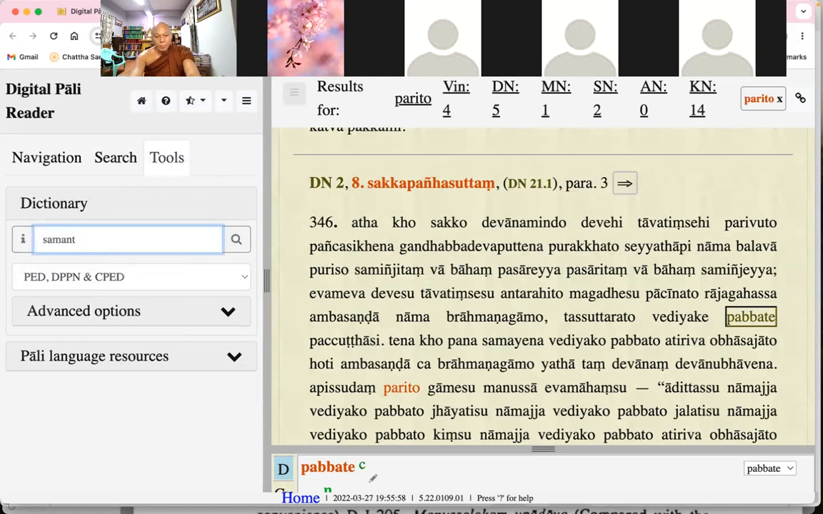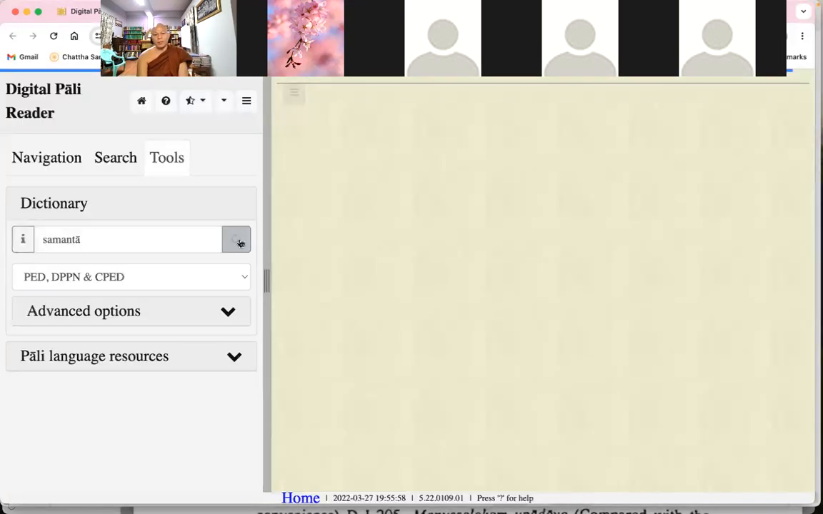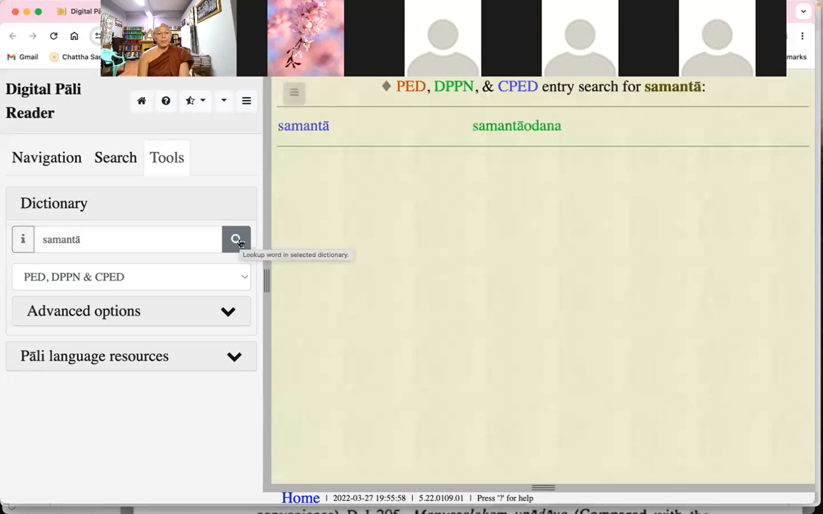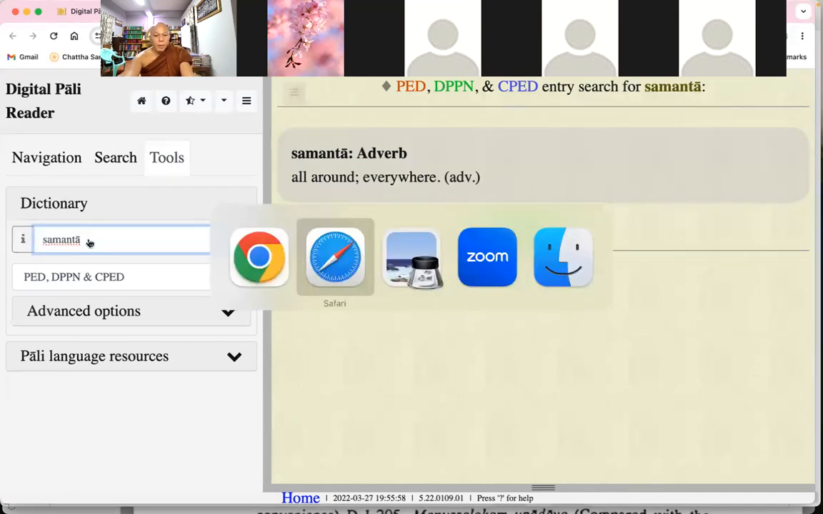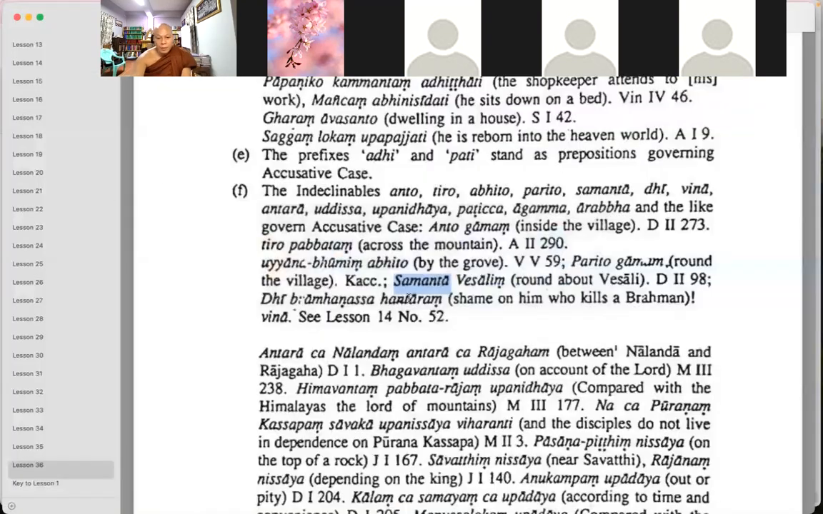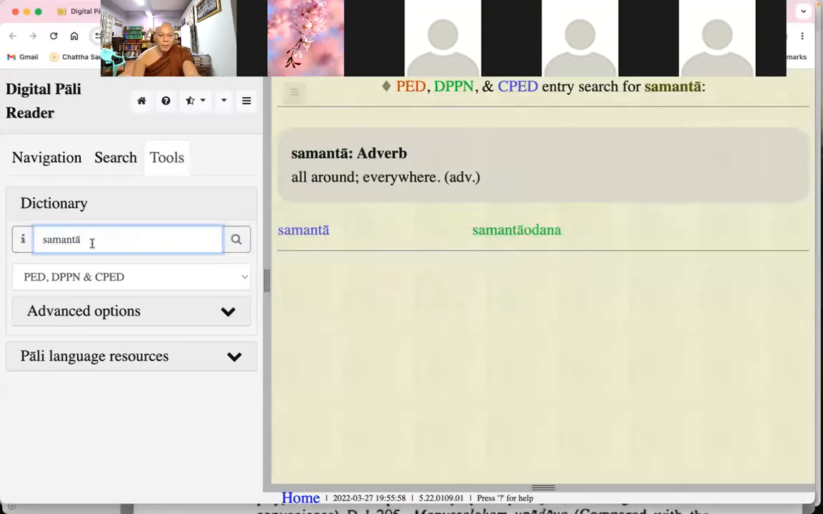Maybe that whenever, so we chant every day: samanta cakkavalesu. Just because you look at the kid, you see? Samanta cakkavalesu. So all around or everyone. Maybe samanta or samanta, yeah. So how would the other?